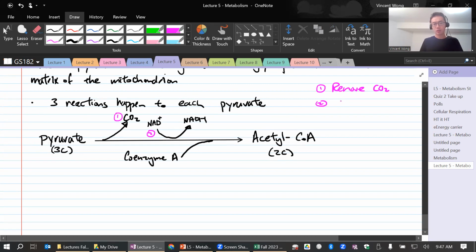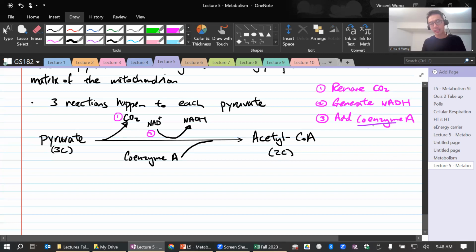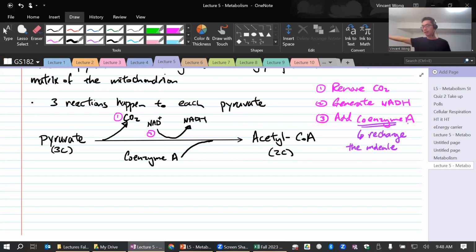Step number 2, right? We're gonna remove electrons from pyruvate. So we generate NADH. And number 3, we're gonna add coenzyme A. Okay, and again, if you missed what I said, the purpose of coenzyme A is to recharge the molecule, right? So that it will want to react in the next step.